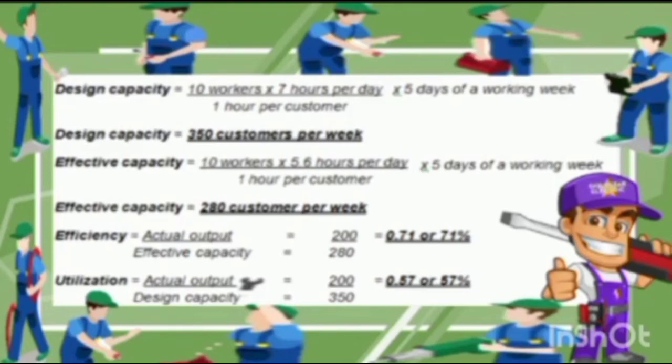For utilization, the formula is utilization equals actual output of 200 over design capacity of 350, so the utilization of the process is 0.57 or 57%.